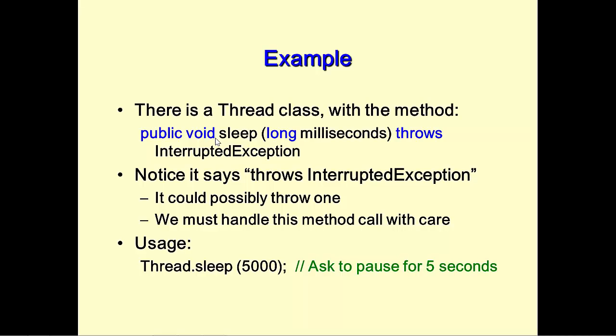In Java, there's a thread class, and it has a sleep method inside that throws an interrupted exception, and you can see that right here. But notice that it says throws interrupted exception. When you see a method that says something like this, we have to handle it in a particular way. So going back to the thread.sleep, this is how we would use it. You would say thread.sleep 5000, meaning that you want this program to pause for approximately 5 seconds.